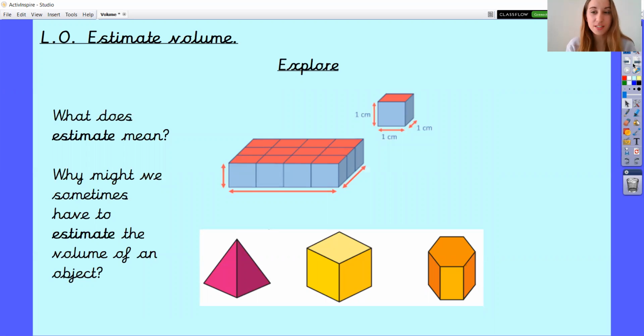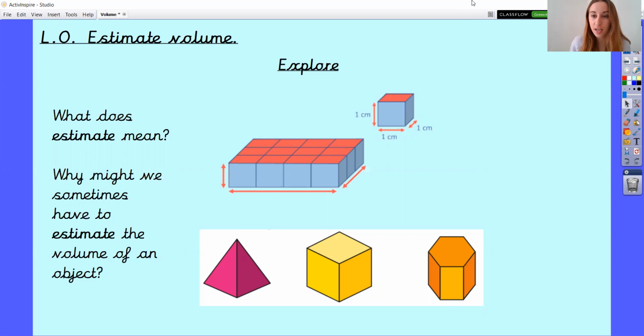Okay, so we know that today our learning objective is to estimate volume. So we need to think about what estimate means. So have a little think to yourself about what it means to estimate something and what an estimate is really.